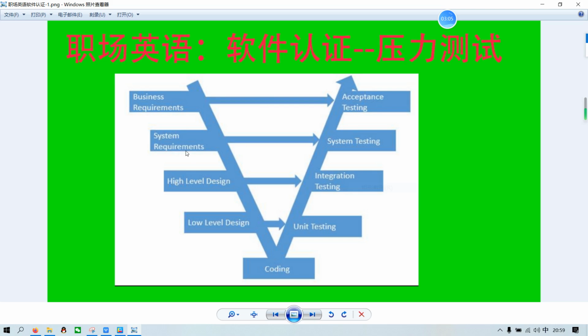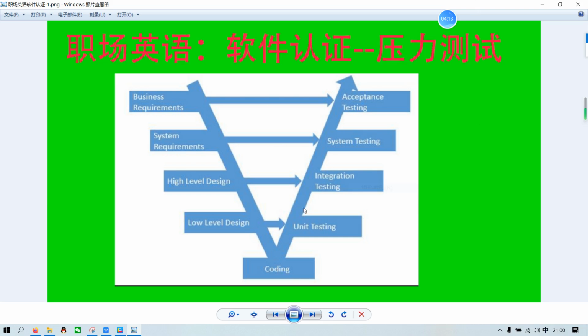And the system requirements, in fact it is a specification from your customer requirements. Software engineers should turn it into the system requirements. In other words, it is a technical specification. And then the next step is high-level design. In other words, it's architecture design. High-level design belongs to architecture design for the software. And then low-level design. Low-level design belongs to the detailed design. And then coding, you type the programming.